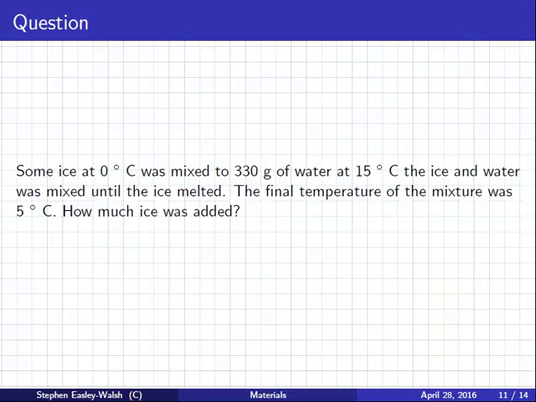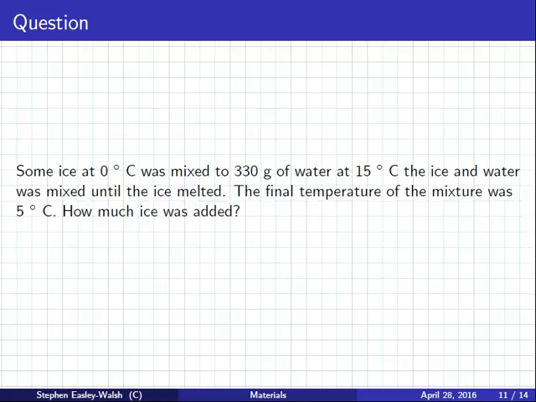This is a little bit harder. You have some ice at 0 and you mix it with 330 grams of water at 15. The ice and water were mixed until the ice melted and the final temperature was 5 Celsius. How much ice was added? So what you've got here is a cup of water at 15, you put some ice in it, and you keep mixing until all the ice has melted and become just water. And what you're left with at the end is a cup of water that is now only 5 Celsius instead of 15. How much ice was required to do this?